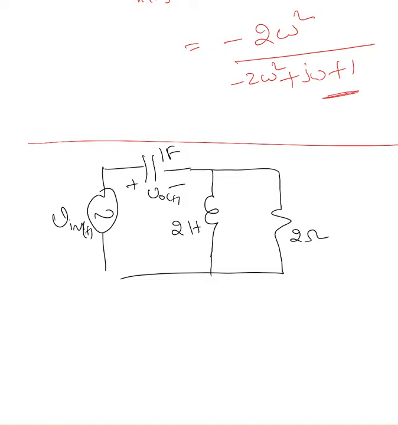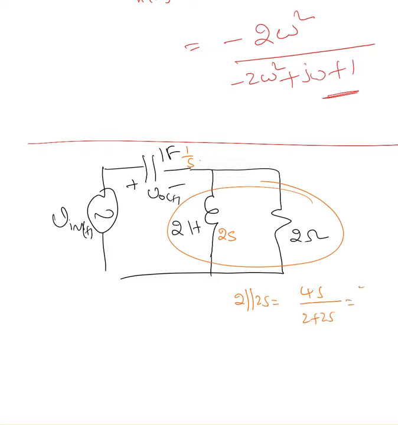So it's the same circuit, but now my output is changed. I will end up with a different transfer function. We'll see that. So I'm going to convert this into the s domain. This is 2S, this is 1 over S. These two are in parallel. So 2 parallel with 2S is 4S over 2 plus 2S, so 2S over S plus 1.